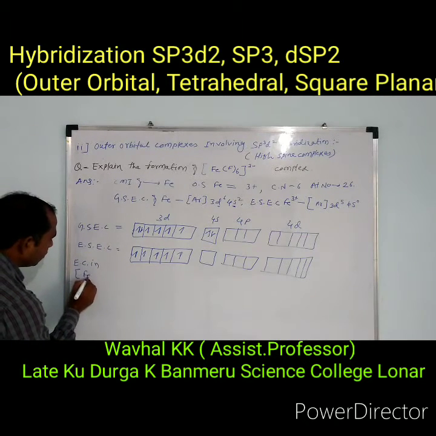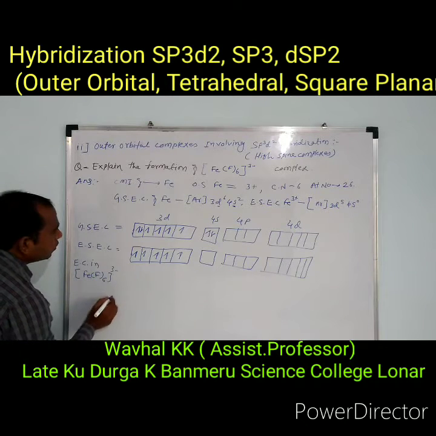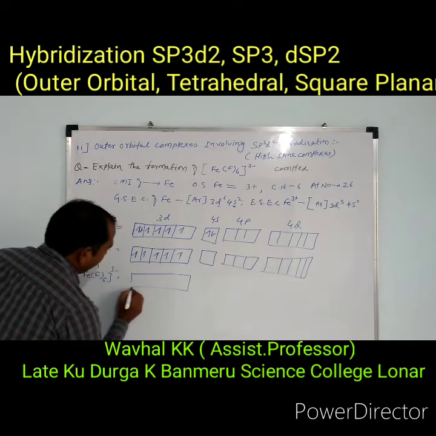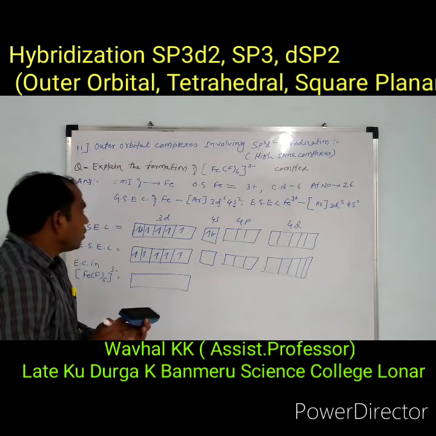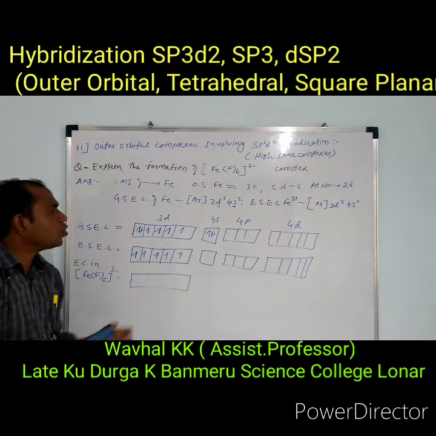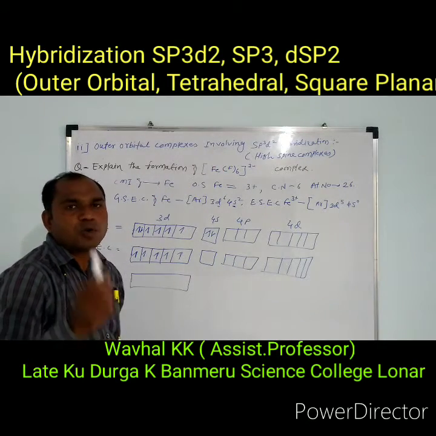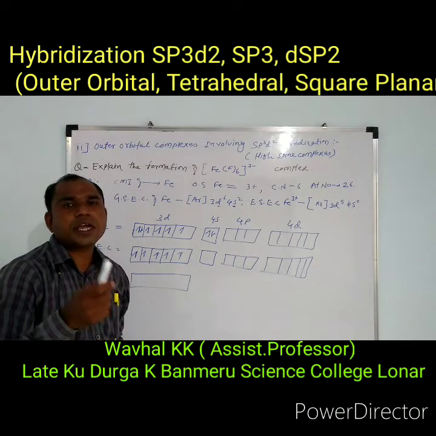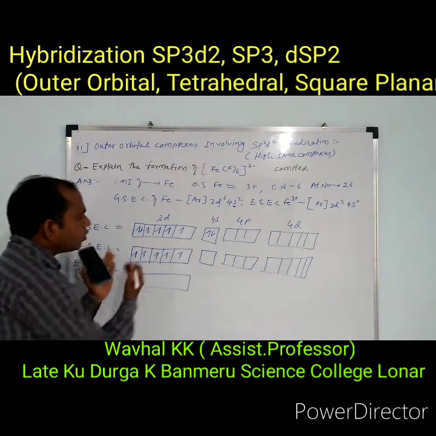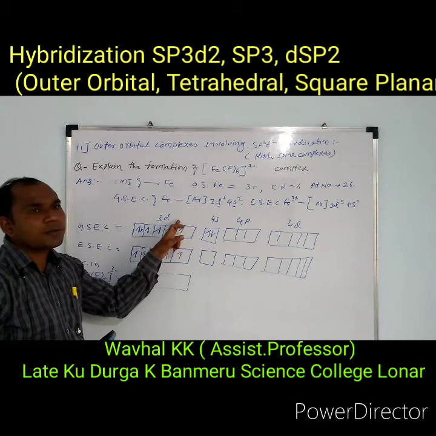Then the electronic configuration in the complex [FeF6]3-, see here, the electrons do not pair up. Why do they not pair up? Because fluorine is a weak field ligand. If fluorine is a weak field ligand, it cannot force or pair up the electrons. Hence there is no vacant orbital in the 3d orbital.